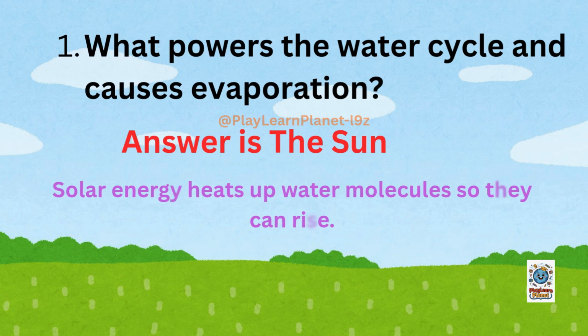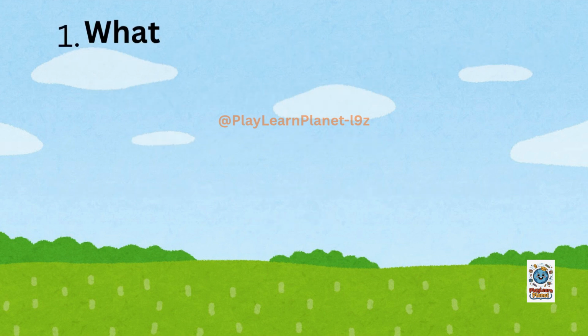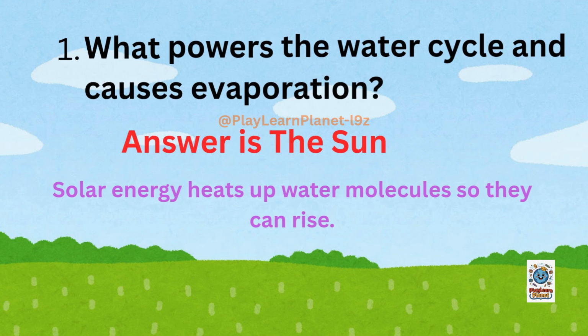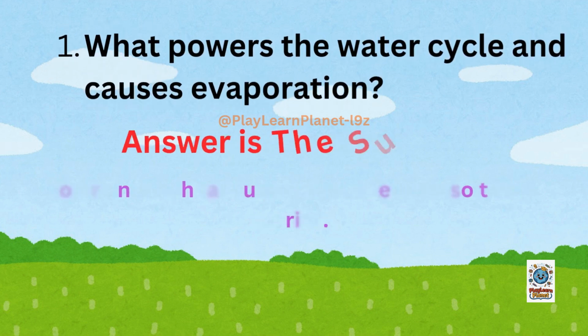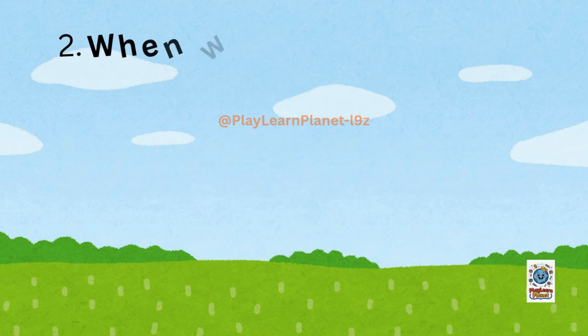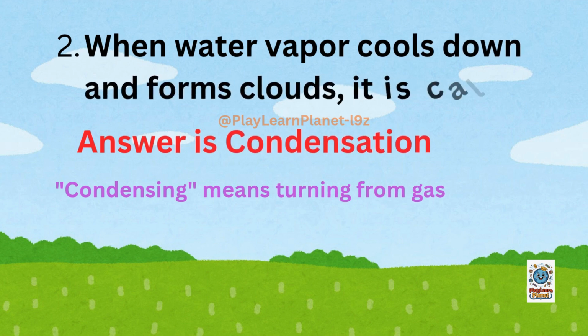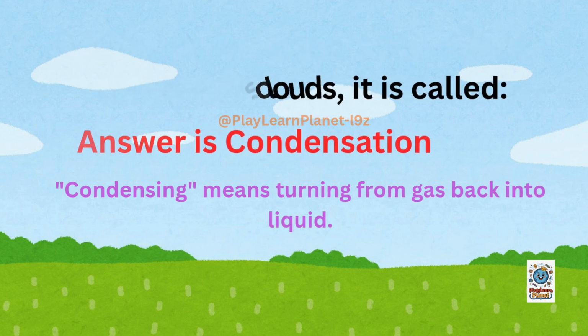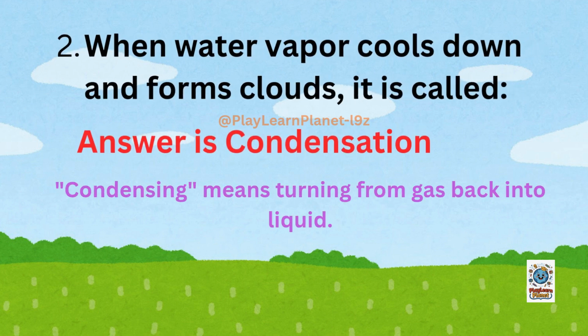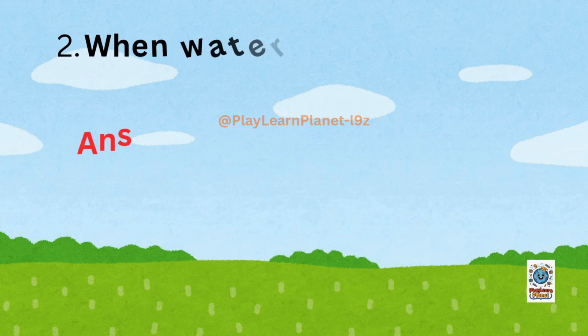What powers the water cycle and causes evaporation? Answer is the sun. Solar energy heats up water molecules so they can rise. When water vapor cools down and forms clouds, it is called... Answer is condensation. Condensing means turning from gas back into liquid.